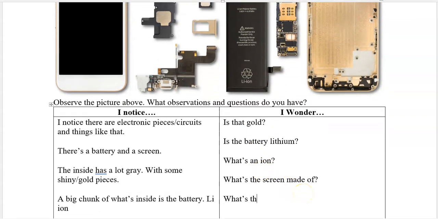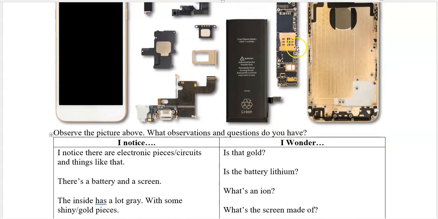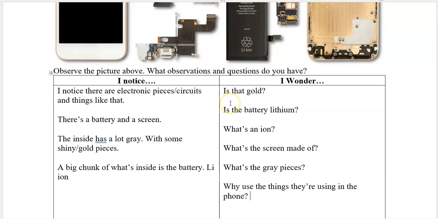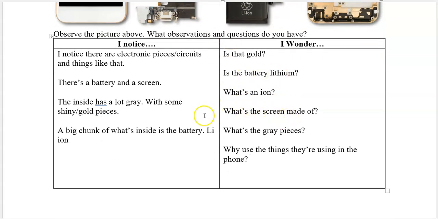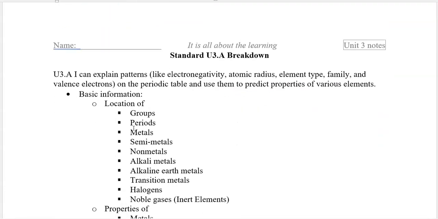What's the gray pieces? Why use the things they're using in the phone? That's a really general question. But like, why Li? You know, why use shiny stuff? If it is gold, right, why gold? Because gold would be like the most expensive choice you could pick, you know? Like, why not pick something else? Copper or something like that. All right. Well, you might have had some other ones as well, but you probably said something similar to me, I hope. Let's keep going.